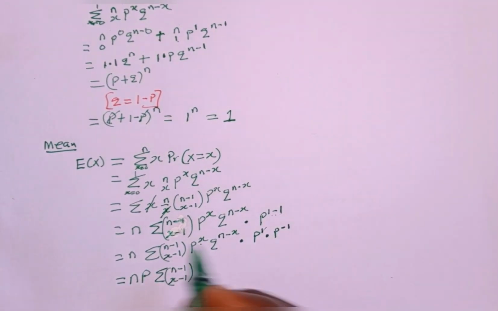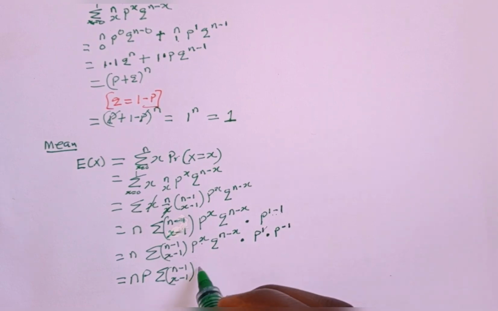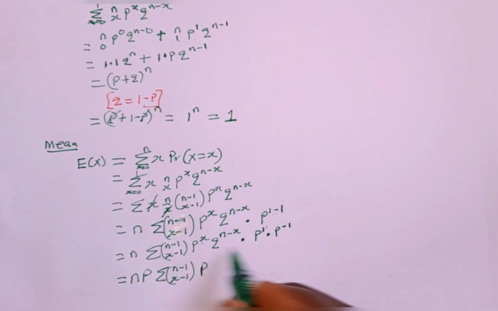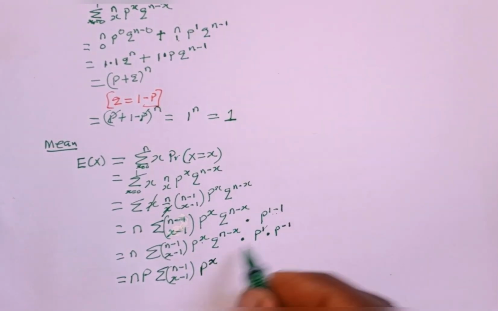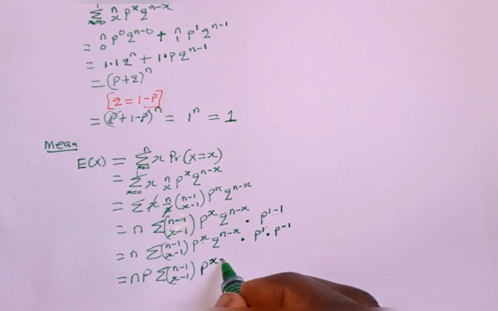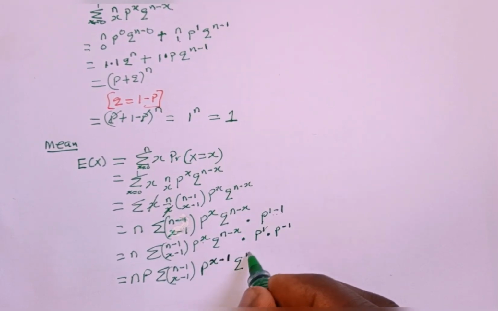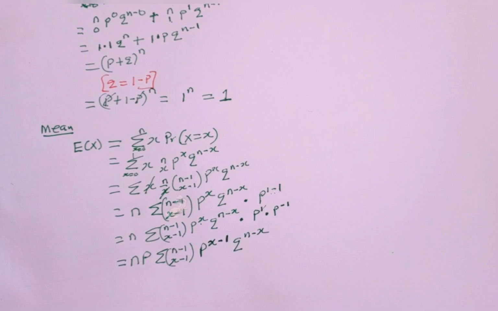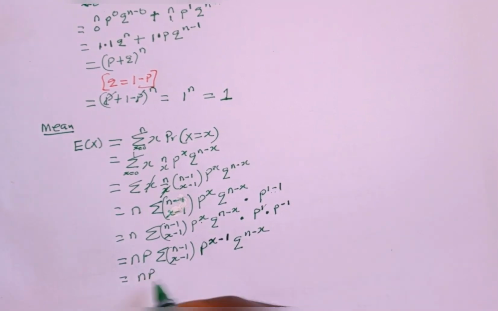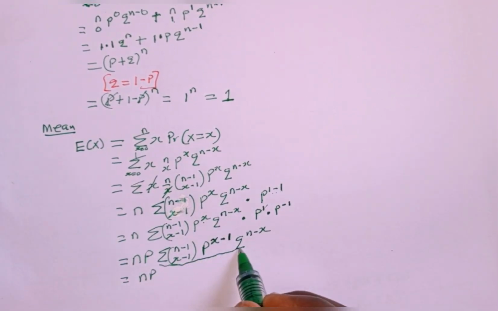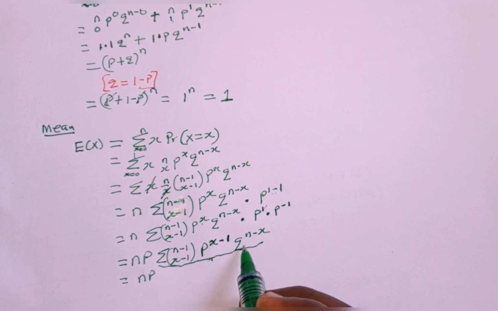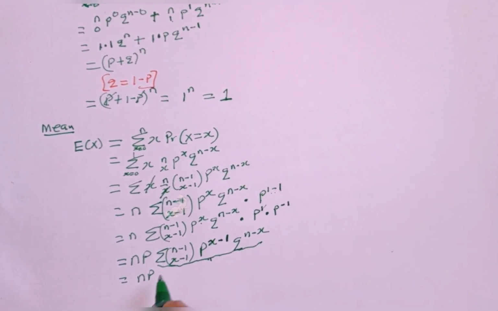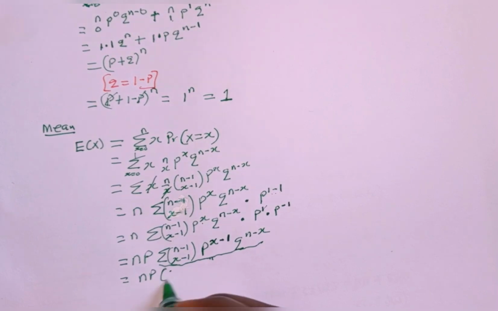So when you multiply them together, remember, according to the multiplication law of indices, write one of the base, which is p, then we add the two powers. So the first power is what? x, then plus minus 1 is the same as minus 1. Then q raised to the power of n minus x. So which is going to be equal to np, and the summation of all this is the same as 1. Sum of (n-1 choose x-1) multiplied by p to the power x minus 1, q raised to the power of n minus x. This is the sum of probability, which is the same as 1.